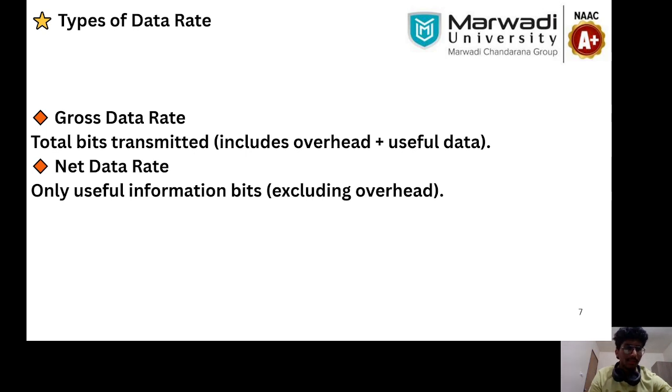And here are some examples like low data rate, medium data rate, and high data rate. Low data rate is used in applications like text messages and sensor data. Medium data rate is used in voice communication, and high data rate is required for applications such as video streaming, online gaming, and cloud services.